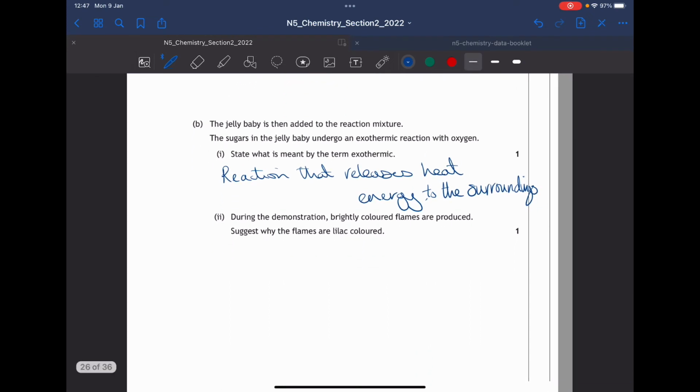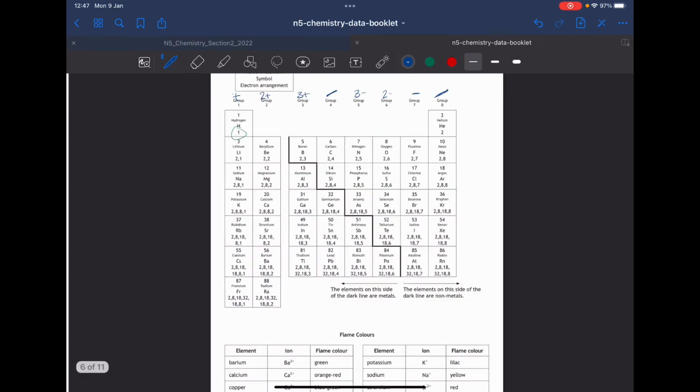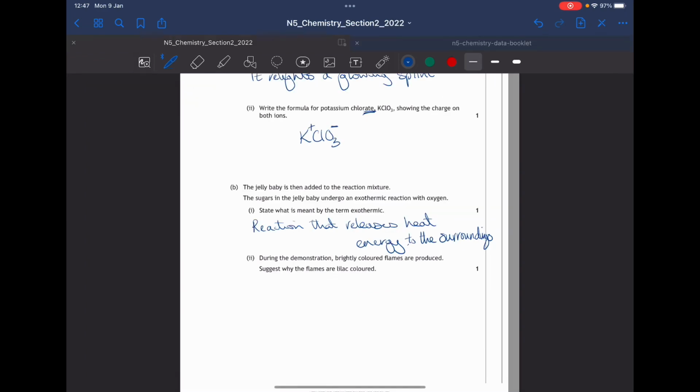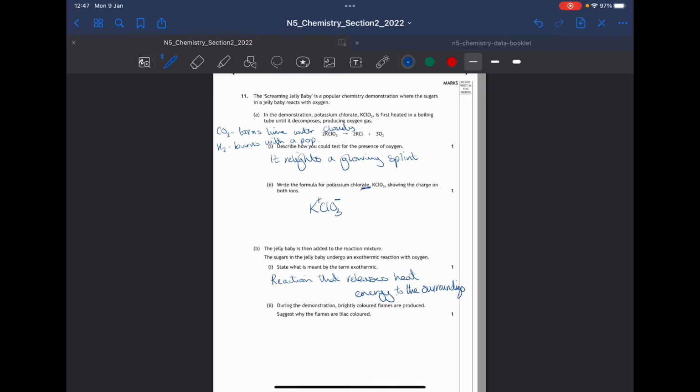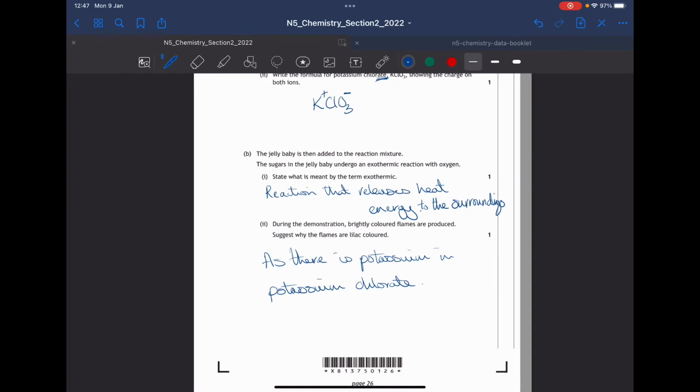Here's me writing in the do not write margin again. Standard. So part 2, during the demonstration, brightly coloured flames are produced. Suggest why the flames are lilac coloured. So if it's asking about flame colours, we can use this page in the table here. So lilac occurs because you've got potassium present. So there's potassium in the potassium chlorate, so that's going to give the lilac flame colours. So as there is potassium in potassium chlorate. Seems a bit obvious, but that's what they're asking.